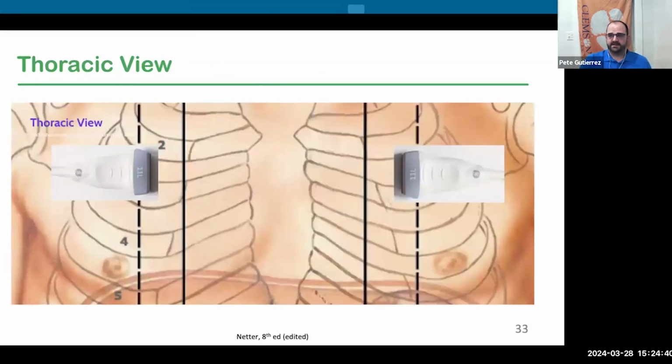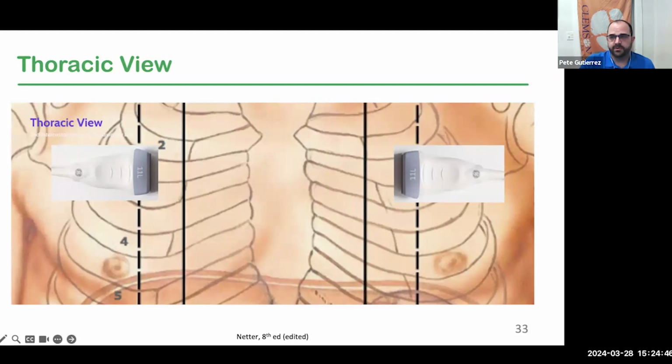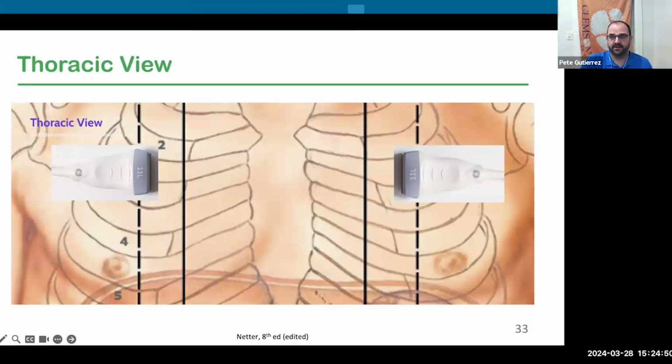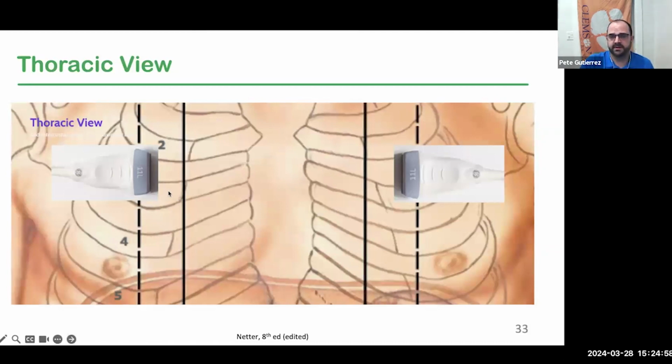Now on to the thoracic views. We'll be looking for signs of pneumothorax here with your probe in a longitudinal orientation, with the indicator going towards the head. You want to try to look where it's recommended in children to needle decompress in the setting of tension pneumothorax, so second intercostal space midclavicular line.